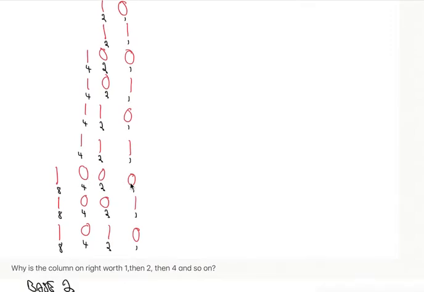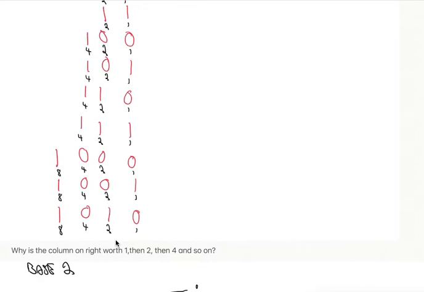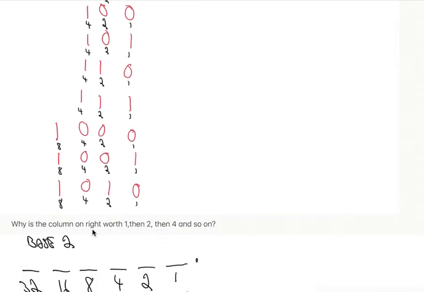An 8 is no ones, no twos, no fours, but 1 eight. A 9 is 1 one, no twos, no fours, and 1 eight. 8 and a 1, 9. And a 10 is no ones, 1 two, no fours, and 1 eight. An 8 and a 2 is a 10. Okay, so notice that the column on the right, this one is worth 1, then 2, then 4, then 8. And if we keep going, 16, 32, 64, 128, 256, 512, and so forth.